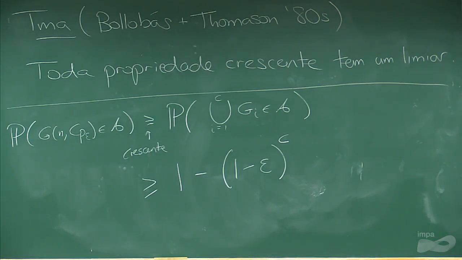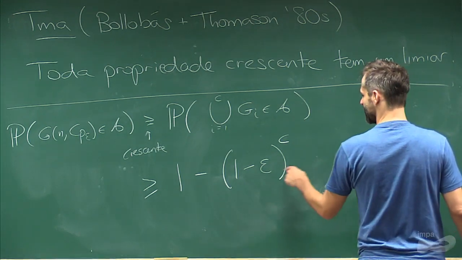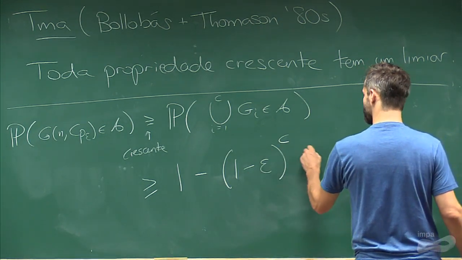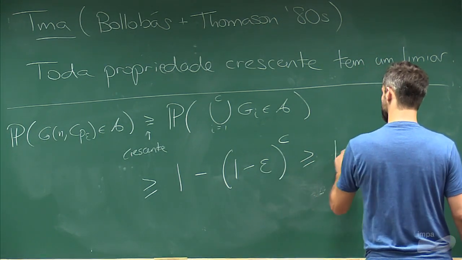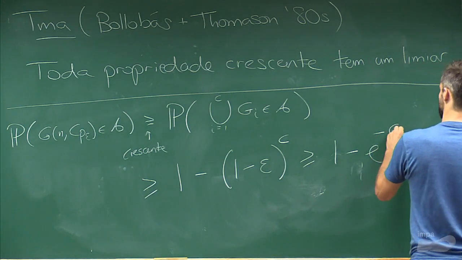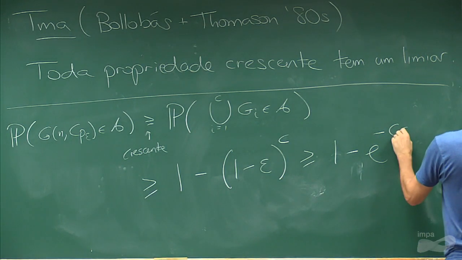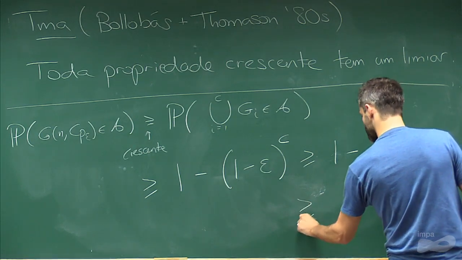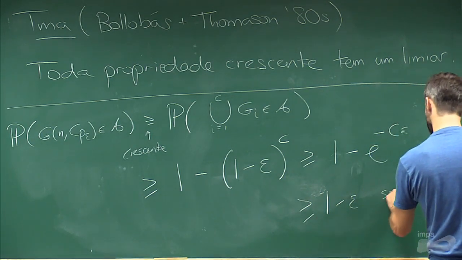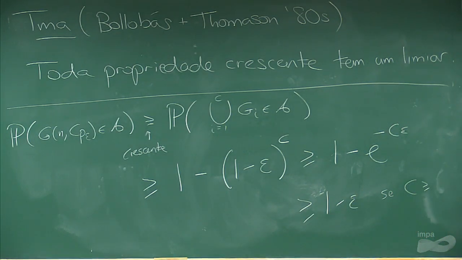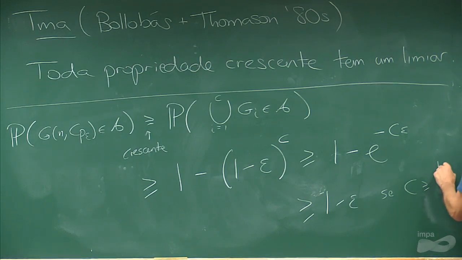Each of them is unlikely to have the property, but you have c of them. And how large is this thing? This is at most e to the minus epsilon. So this is at least 1 minus e to the minus c epsilon, which is at least 1 minus epsilon if c is at least log 1 over epsilon or something.